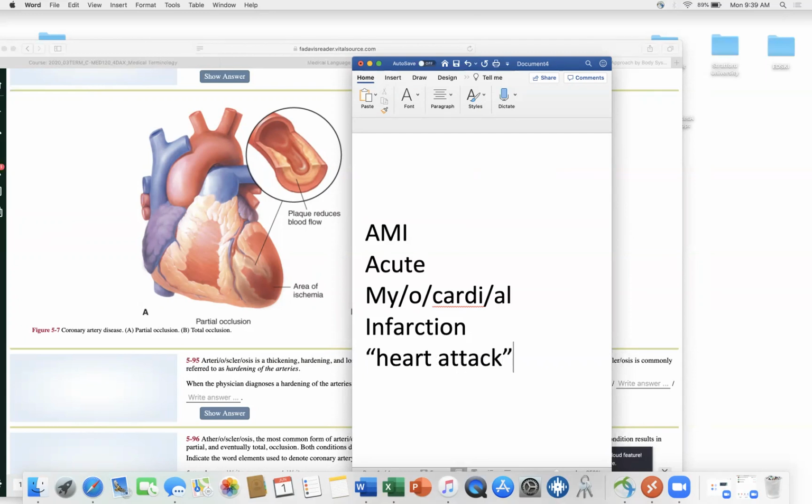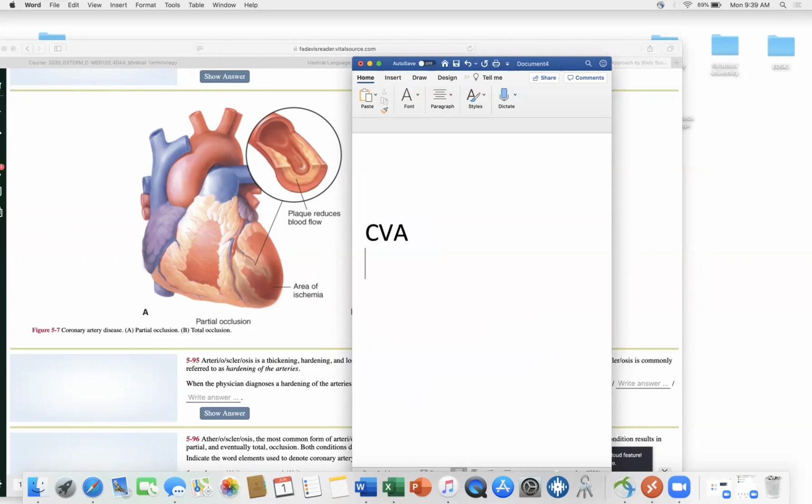Now, the same exact thing can happen in your brain, and that's called the CVA, right? So if we get, I'm going to erase this part so you can see. So AMI, acute myocardial infarction, that's a heart attack. A CVA is a cerebral vascular accident. Sometimes they call it a stroke, of course.